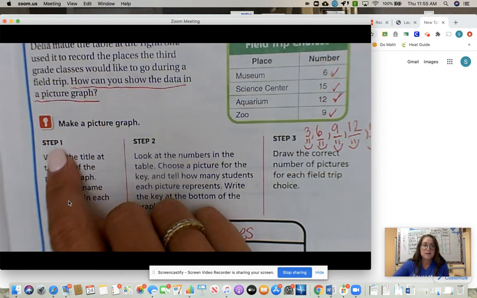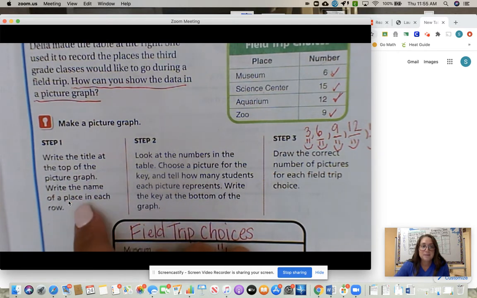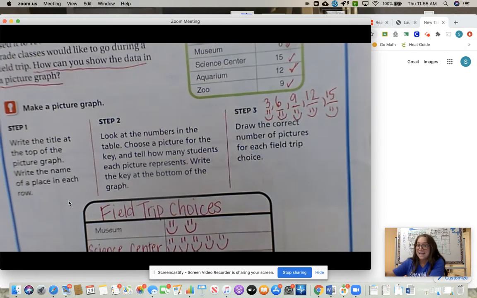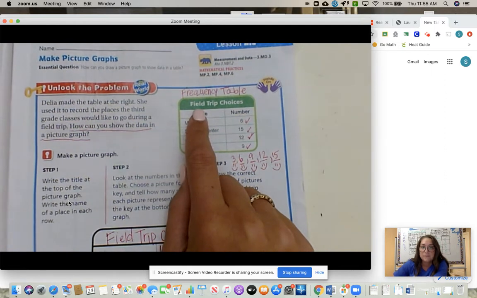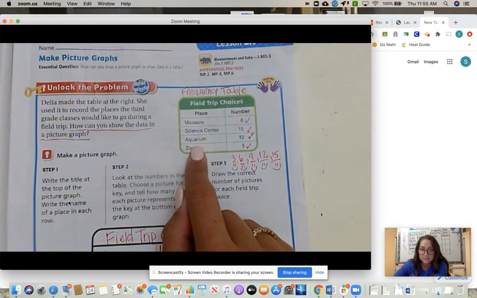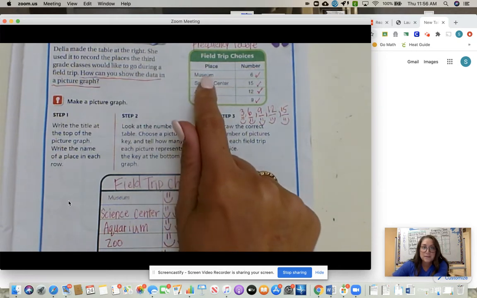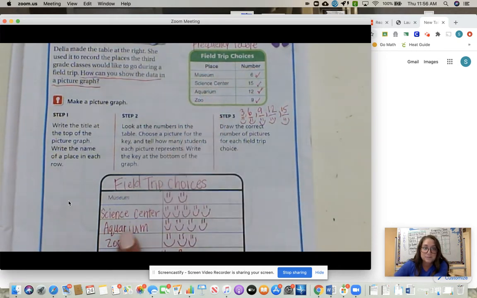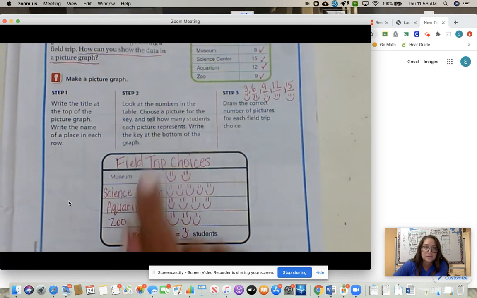So step 1, we write the title at the top of the picture graph and then we write the name of a place in each row. We write exactly what the frequency table has for the title and the categories on the side. So field trip choices, you copy it, field trip choices. We have museum, science center, aquarium, zoo. Museum's already there, science center, aquarium, zoo.